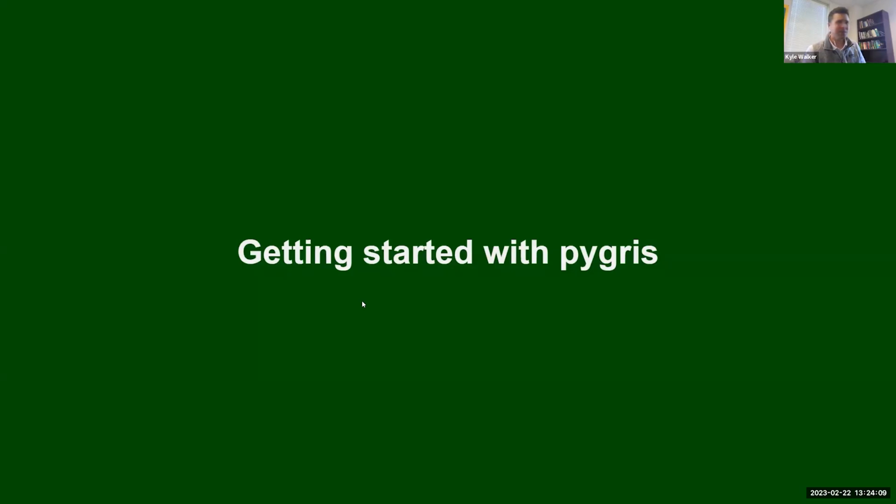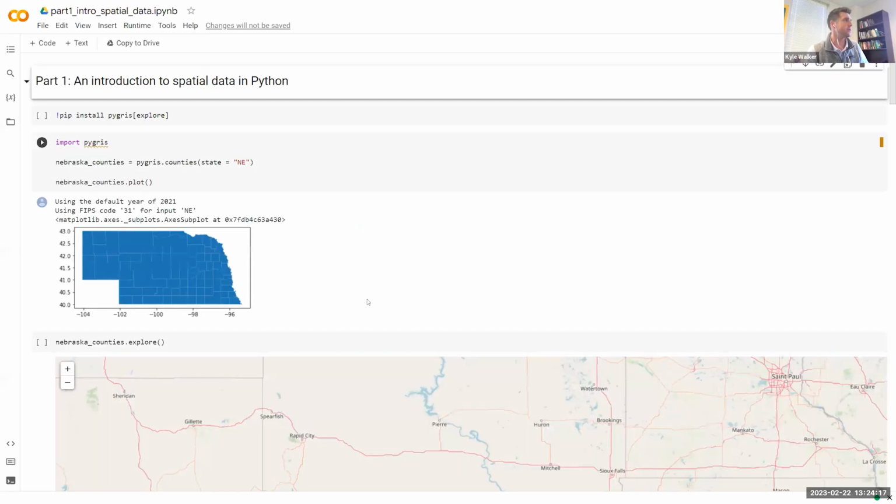So let's go ahead and dive in. I'm going to show you how to get started with the Colab notebook style workflow. So I'm going to jump over here to Google Colab. What you'll see is this screen. You'll see a part 1 introduction to spatial data in Python. So how do you use all this?